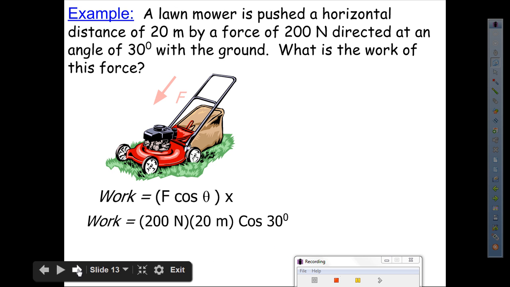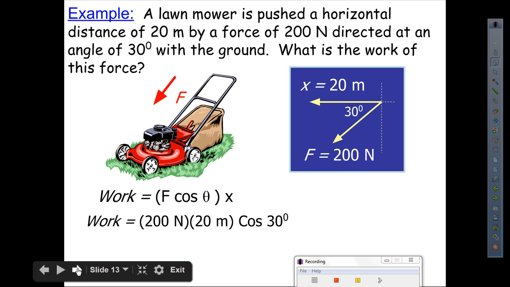All right, example 2. This time we're going to shove 200 newtons down that way. We're going to move in this direction. So this is the force that's doing the work. So F cosine theta times the displacement, x or d, whatever you want to call it. The hypotenuse is 20. The angle between the displacement and the supplied force, the part that's acting in the direction of motion, is a cosine of 30 times 20 meters.